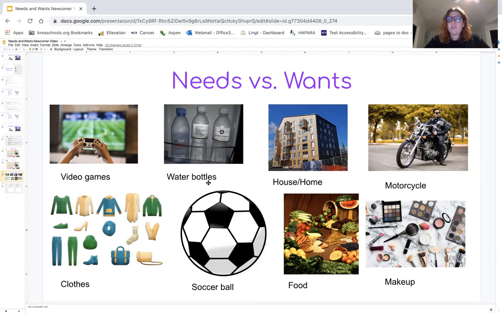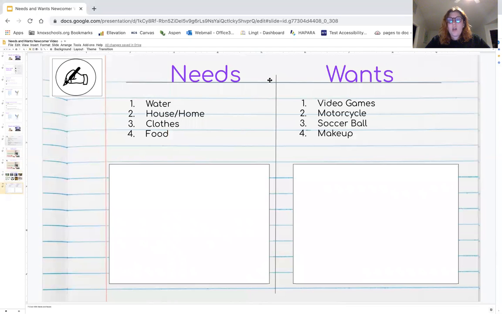Okay, let's check our answers. And remember, if you need more time, pause the video and take all the time you need. So our needs, we have our water, our house, our clothes, and our food. Our wants, we have video games, a motorcycle, a soccer ball, and makeup. So these are very different things. Which one do we need to buy first? Our needs or our wants?